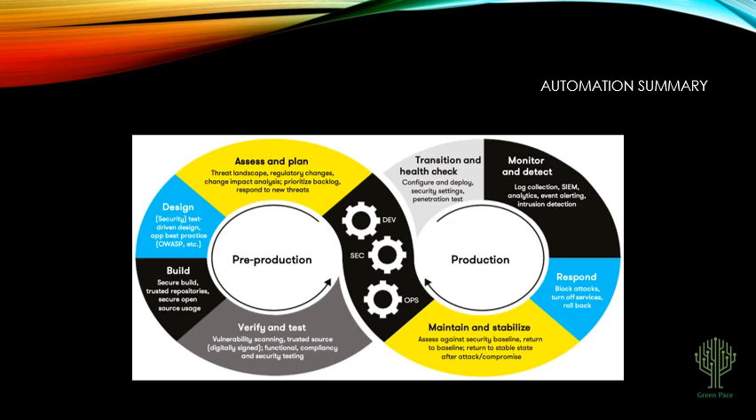The automations that we have in place during the DevSecOps pipeline are as follows. During the assess and plan and design phases, we use automated tools to determine if any third-party libraries in use or projected to be in use have vulnerabilities. That information is used to develop a plan. During the build and verify and test phases, static analyzers are used to assist developers in writing code that meets the coding standards.